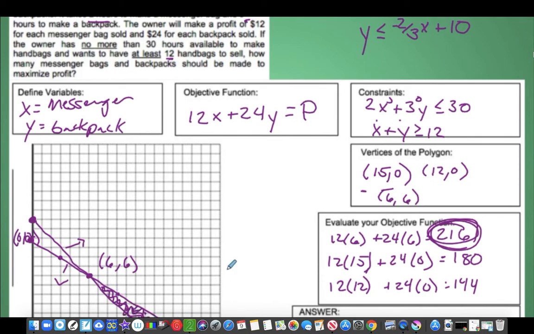So my three corners are really (15, 0), (12, 0), and (6, 6). When I plug them in and test them out, I get (6, 6) as my answer. So 6 messenger bags and 6 backpacks.